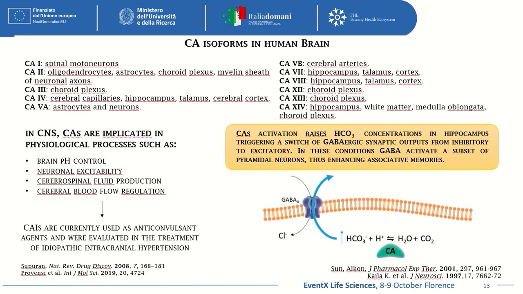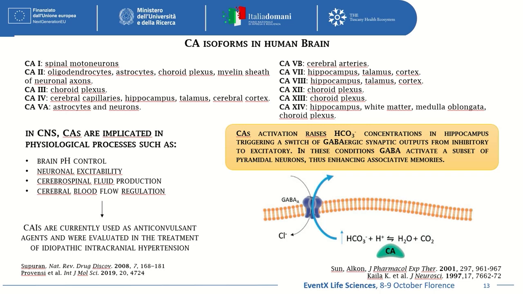So in the brain, we have 11 of the 14 isoforms, and we don't know why we have so many isoforms. We hope to determine this with the help of this project in which we are involved. And clearly in the central nervous system, they are involved in pH control of the brain, which is a tightly controlled process as in all organs, in excitability of the neurons, in the production of cerebrospinal fluid, and also in the regulation of cerebral blood flow. In fact, inhibitors of these enzymes are in clinical use for decades as antiepileptics, for the management of idiopathic intracranial hypertension, and for other neurological conditions.